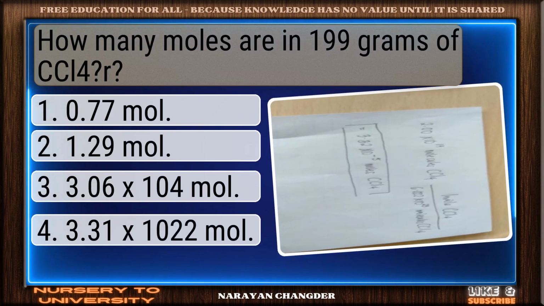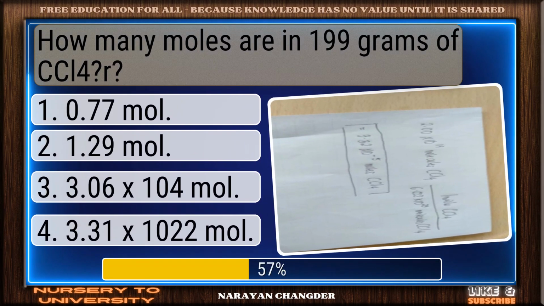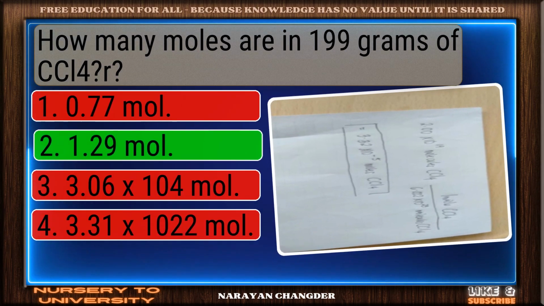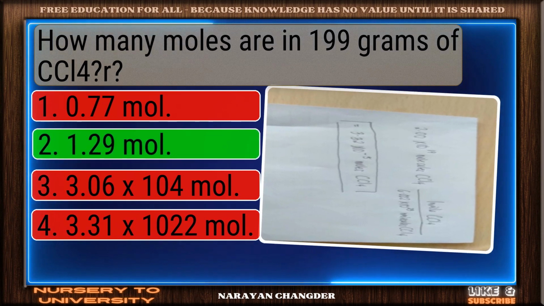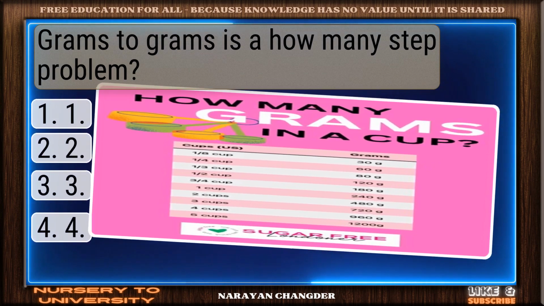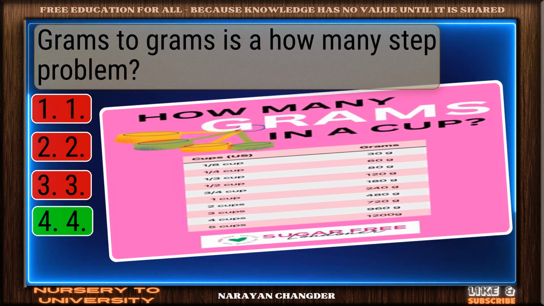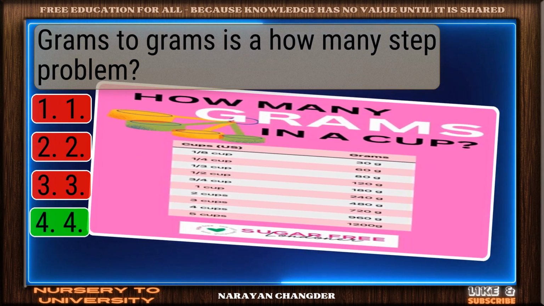How many moles are in 199 grams of Cs2SO4? You chose 129 mole, and it is correct. Grams to grams is a how many step problem? Smart move. 4 is an accurate answer.